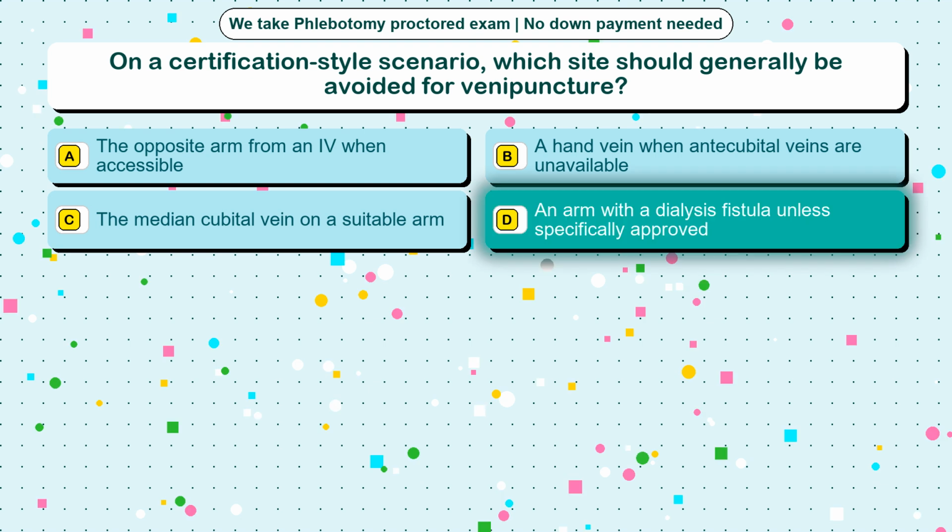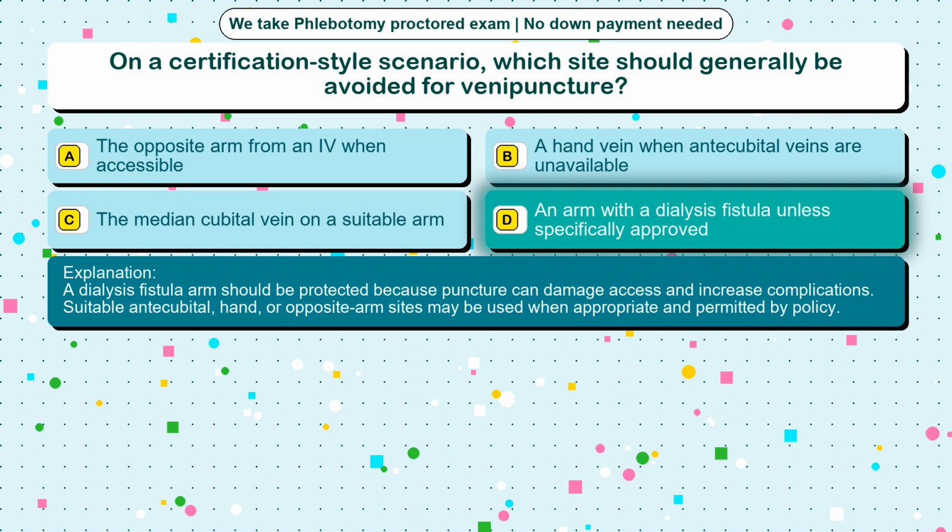The correct answer is option D. An arm with a dialysis fistula unless specifically approved. A dialysis fistula arm should be protected because puncture can damage access and increase complications. Suitable antecubital, hand, or opposite arm sites may be used when appropriate and permitted by policy.